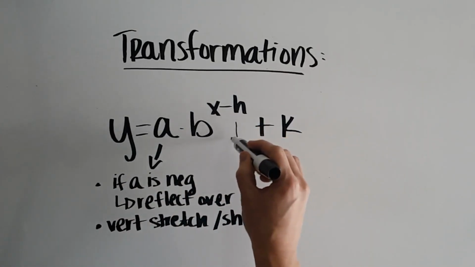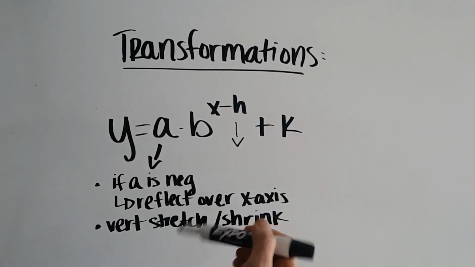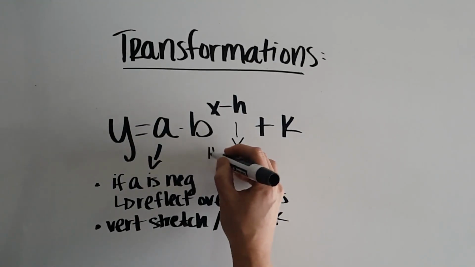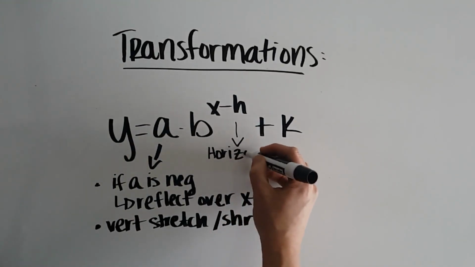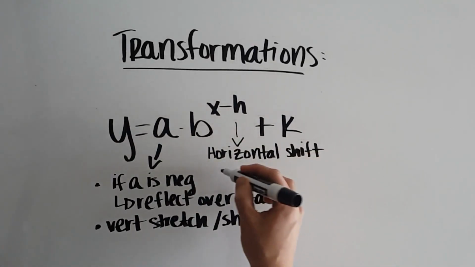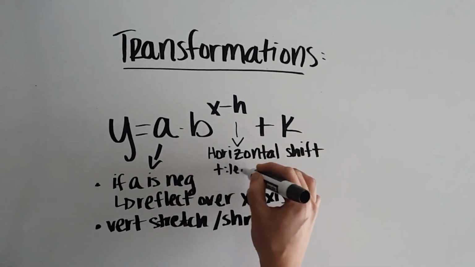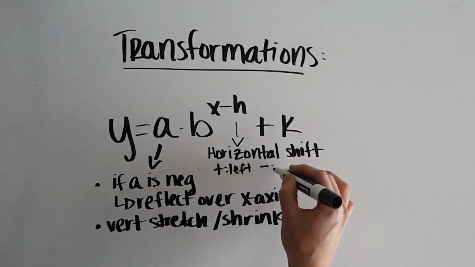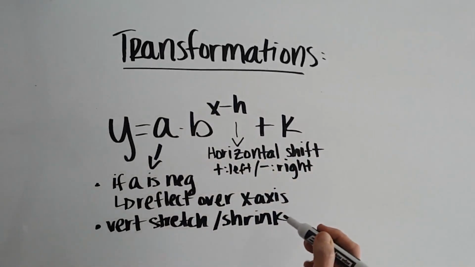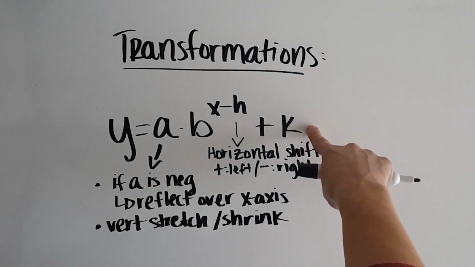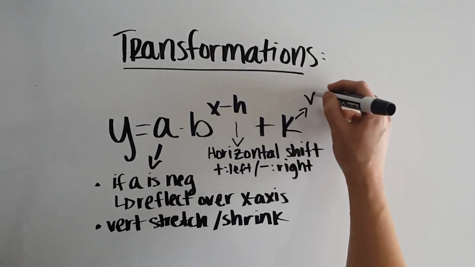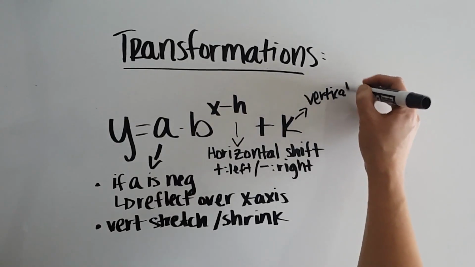This h value in the exponent, so if I add or subtract something to my exponent, it's going to shift my graph to the left and right. That's called a horizontal shift. So if I see a plus sign, I'm going to go to the left, and if I see a subtraction sign, I'm going to go to the right. Anything that I add or subtract at the end, a constant outside of the exponent, is going to be a vertical shift. It's going to make my graph go up and down.